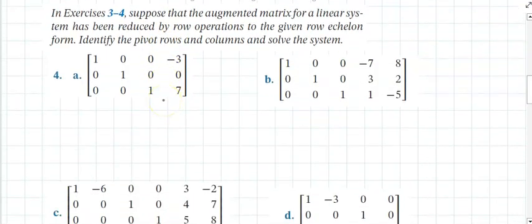You want to pay attention to the row operations that we're going to do. So let's see how this plays. It says, suppose that an augmented matrix, again, I know they don't do that, but I'm going to do that. Suppose that the augmented matrix for a linear system has been reduced by row operations to the given row echelon form. Identify the pivot rows and columns and solve the problem.